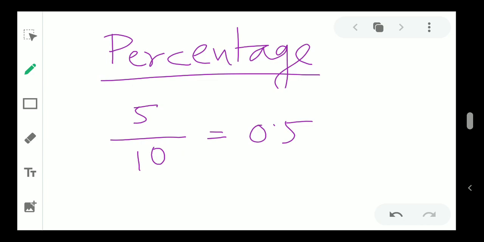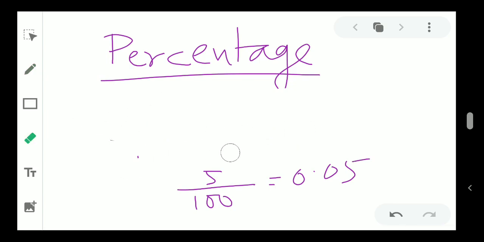Okay, now we know that 5 by 10 is this, and 5 by 100 we also write like 0.05. But what is percentage?